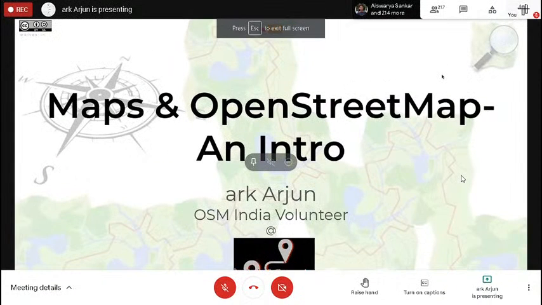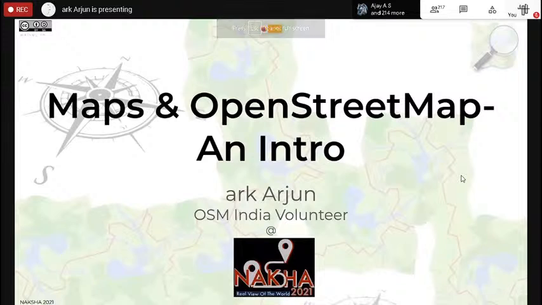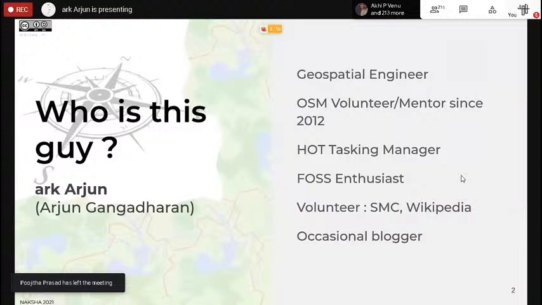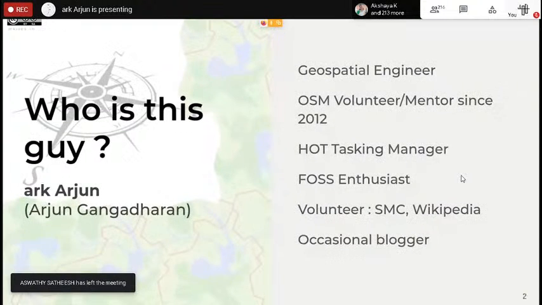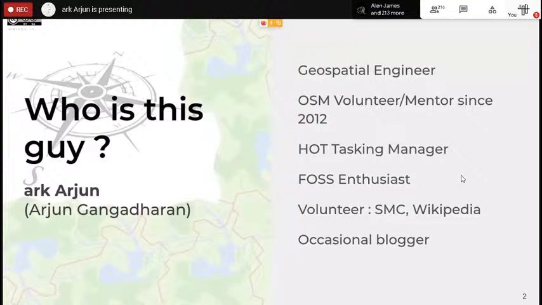So, good evening, everyone. I am here to give you an introduction about maps and an introduction about OSM. You might be thinking who this guy is. I'm a geospatial engineer and an OSM volunteer since 2012, a HOT tasking manager from India, also a FOSS enthusiast. I also volunteer in many open source projects like Swathanthra Malayalam Computing, Wikipedia, and I occasionally write blogs. So that's all about me.